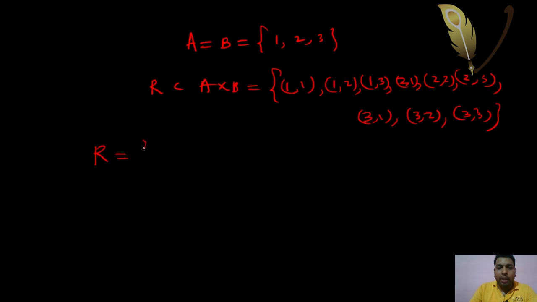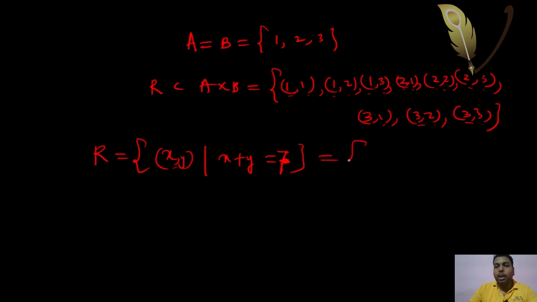For example, here we define R equal to the ordered pairs (x, y) such that x plus y equals 7, suppose. So here you see 1 plus 1 is 2, 1 plus 2 is 3, 1 plus 3 is 4, 2 plus 1 is 3, 2 plus 2 is 4, 2 plus 3 is 5, 3 plus 1 is 4, 3 plus 2 is 5, 3 plus 3 is 6. So there is no ordered pair (x, y) such that x plus y equals 7. So it contains no element. So it is an empty relation or void relation.